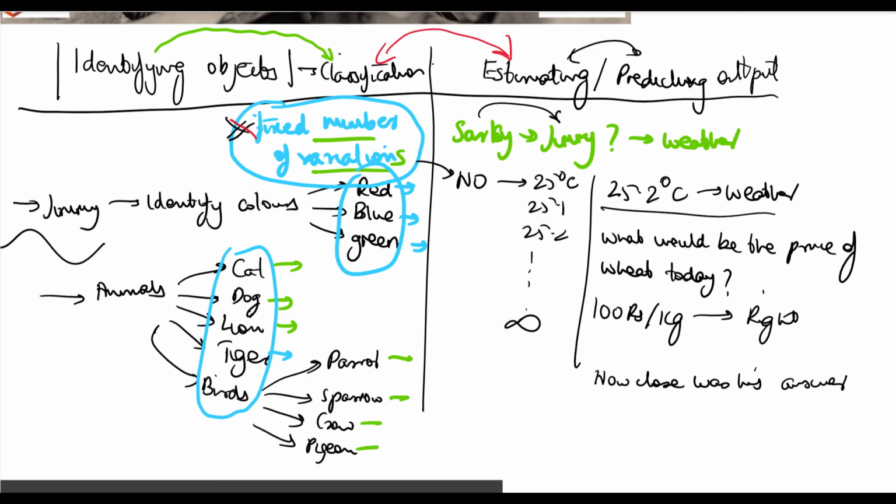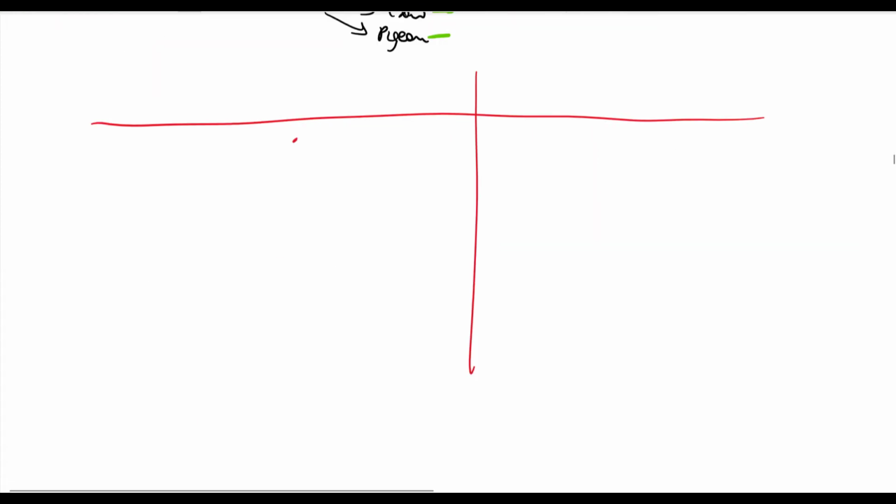is that in classification, you have to figure out a fixed number of variations, versus in estimation or prediction, you don't have a fixed number of variations and you have to predict an actual value.